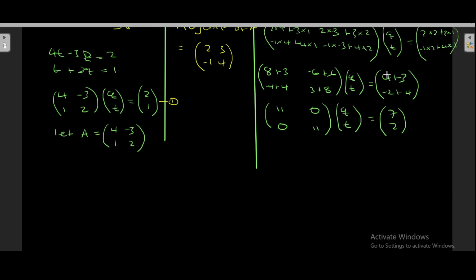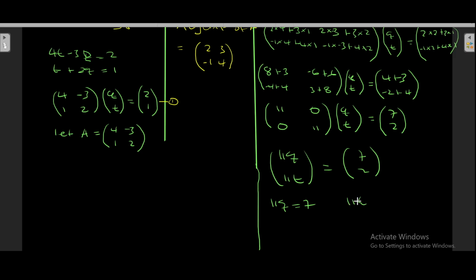Now in this case, we are going to proceed with our expression here. As you can see, if we expand this one, it gives us 11q and also 11t, which corresponds to 7 and 2. That means 11q equals 7 and also 11t equals 2. That implies that q is the same as 7 over 11 and t is the same as 2 over 11. By doing that, we have been able to get the values of q and t of our expression.